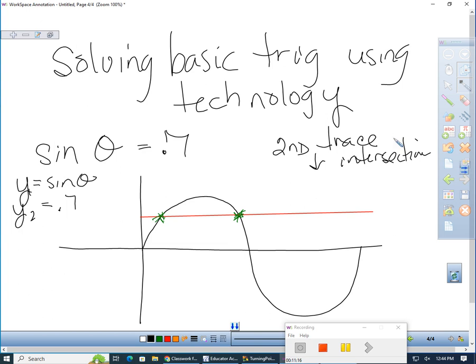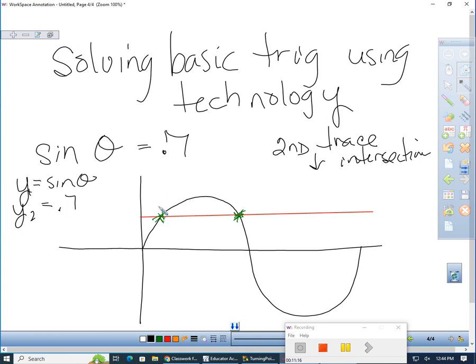All right, so what we need to do now is when you go down to intersection, you have to move your cursor so it's flashing on the first curve, which would be the sine one. You need your cursor flashing somewhere close to the intersection point, and then you hit enter. Second curve, it's got to be flashing close to the intersection point. Then you hit enter one more time.